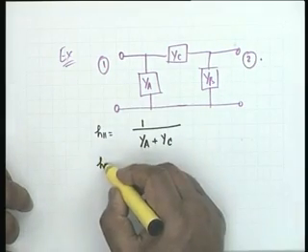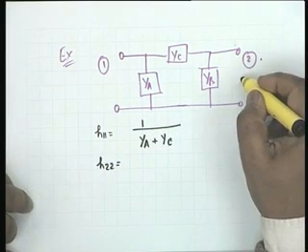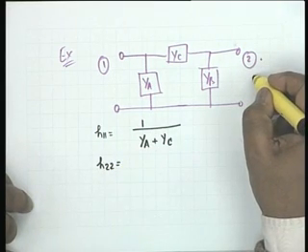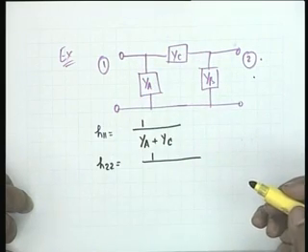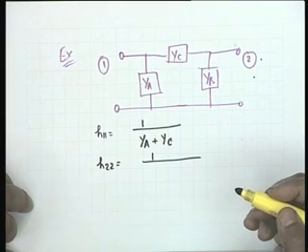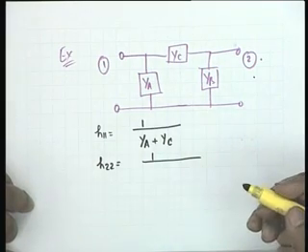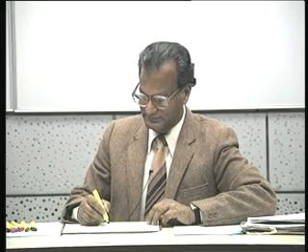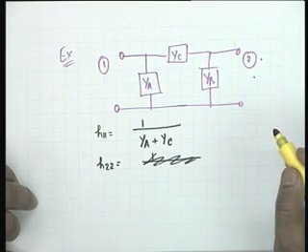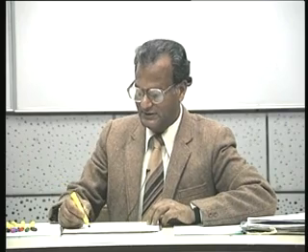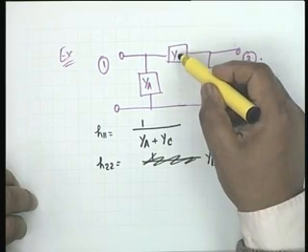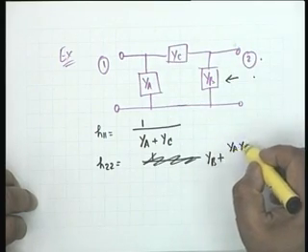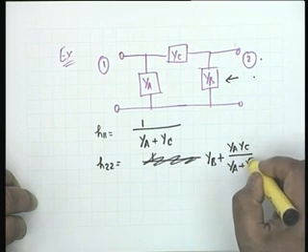In a similar manner, H22 would be the admittance measured from here with port 1 opened, and therefore, it would be 1 over Z22, agreed? Obviously, H22 is an admittance, isn't that right? So, the admittance measured here would be YB plus the admittance of the series combination of these two, which is exactly equal to YA YC divided by YA plus YC.